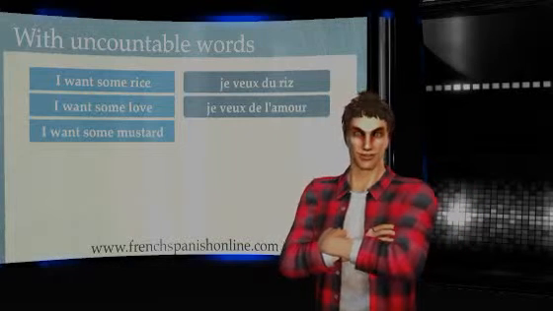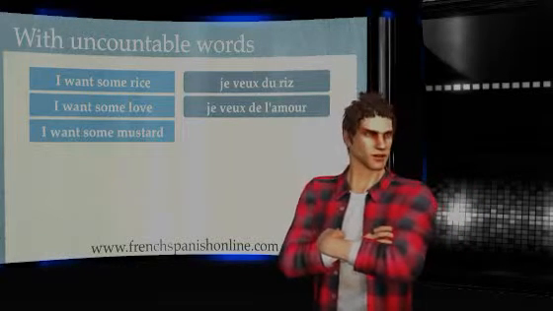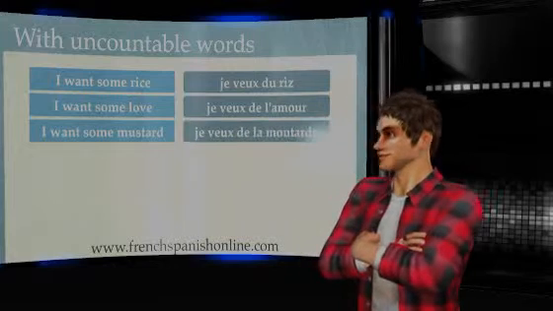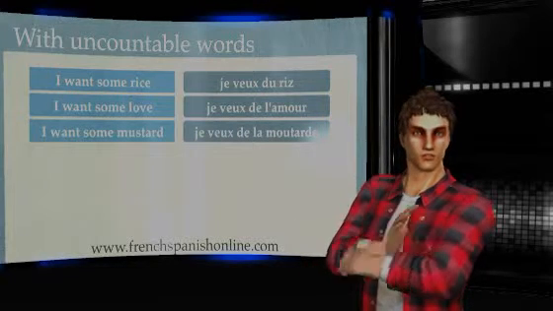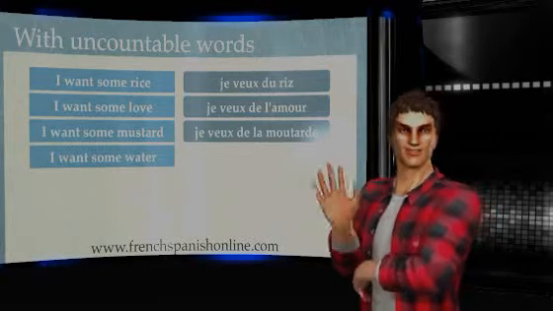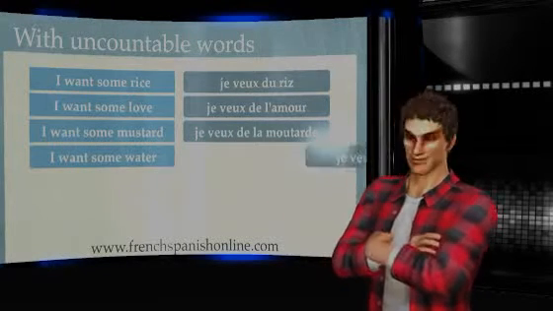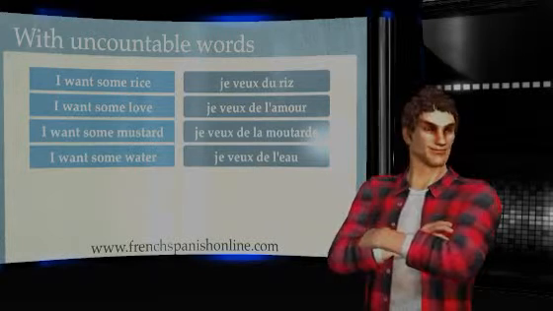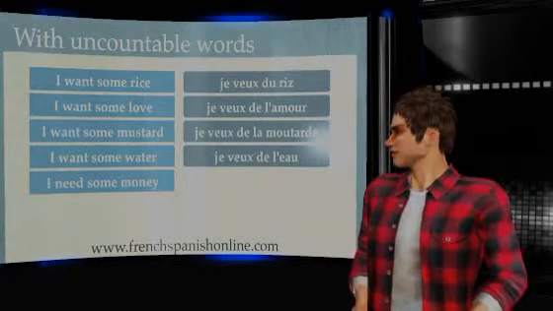I want some mustard. Mustard in French is feminine and starts with a consonant, so we will say je veux de la moutarde. I want some water. Water is feminine in French but starts with a vowel, so we will say je veux de l'eau.